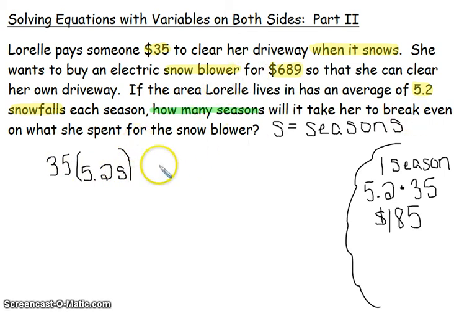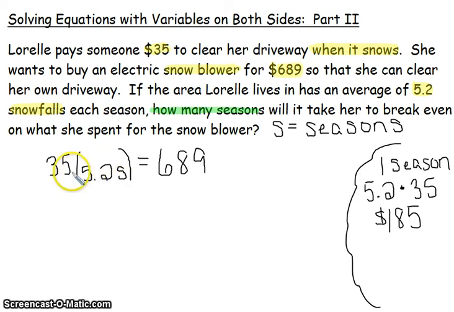Okay, well, break even means however much she would have to give out every single snowfall over and over. When will that equal the amount that she's going to pay for the snowblower? Now, she's got to pay $689 up front, but basically we want to know, how long is it going to take for her to get her money's worth? How many seasons is she going to have to clear her own driveway in order to make her money back, basically? Break even. So there's your equation. Now, variables not on both sides here, but you could design this in order to set up variables on both sides. But here we have just a simple equation.